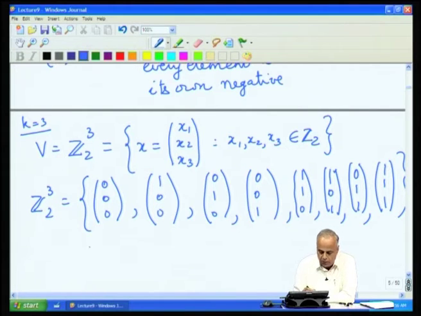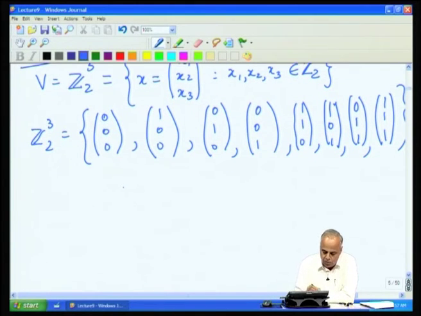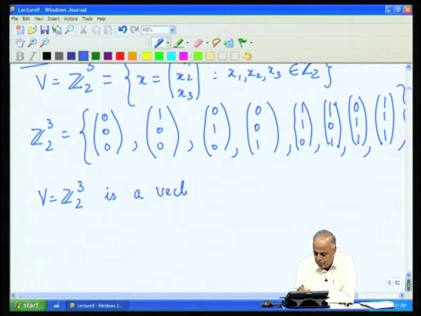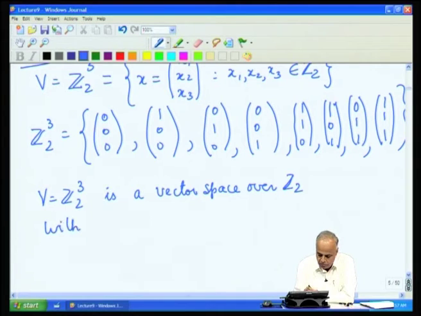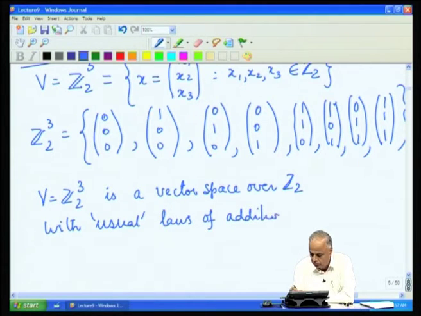Now, on this Z 2 cube, just like the addition in R induced an addition in R k, the addition in Z 2 induces an addition in Z 2 cube. So, V equal to Z 2 cube is a vector space over Z 2, the field is Z 2, with the usual laws of addition and scalar multiplication.